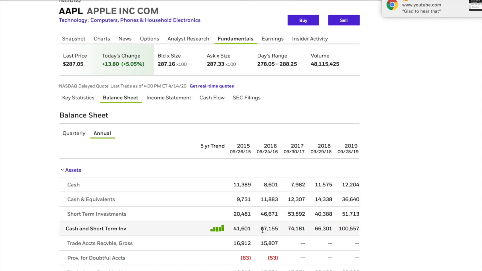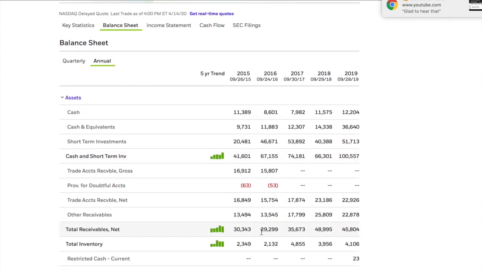You can look at the short-term investments right here. You can look at the total receivables, which is how much money is due to the company. Short-term investments are anything that can be turned into cash in less than a year. That's very important because you can see how much money the company actually has.